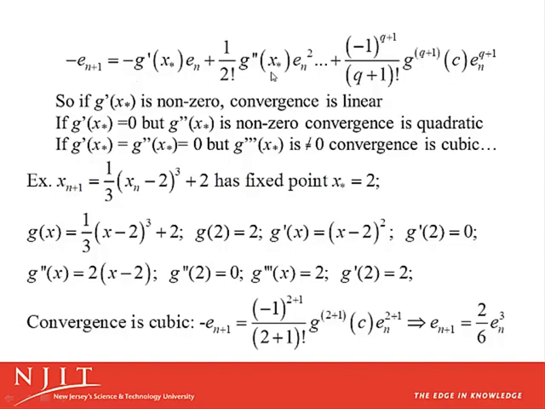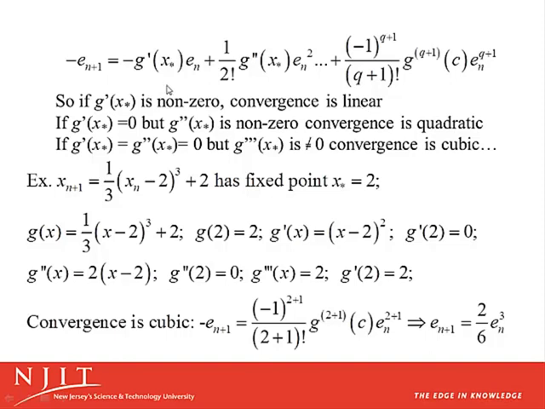So the situation where we had g prime at the fixed point being non-zero, but less than 1 in absolute value in order to give us convergence, that's the case where q is 0. That you get the error at the n plus first term is related to the first derivative of g times the error to the first power at the previous term. So the new error is like g prime times the old error, and that's linear convergence.